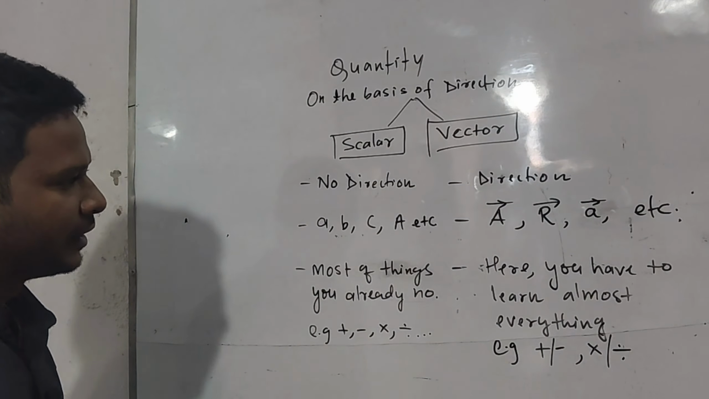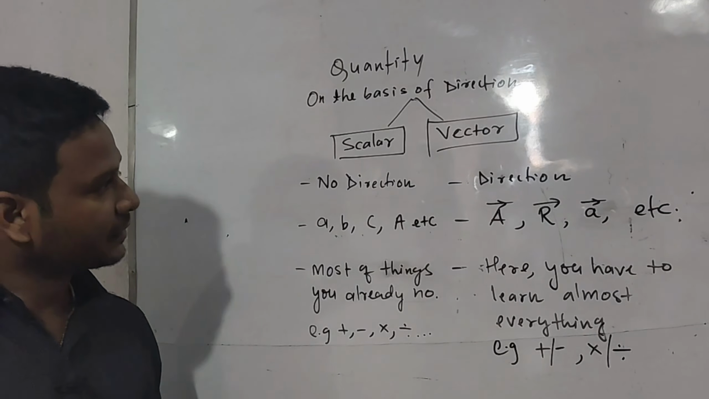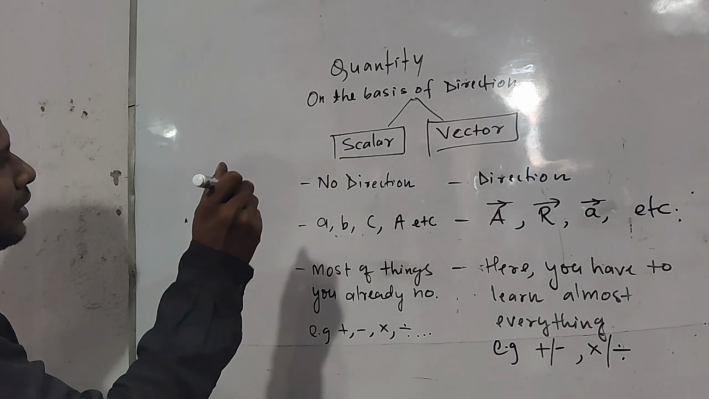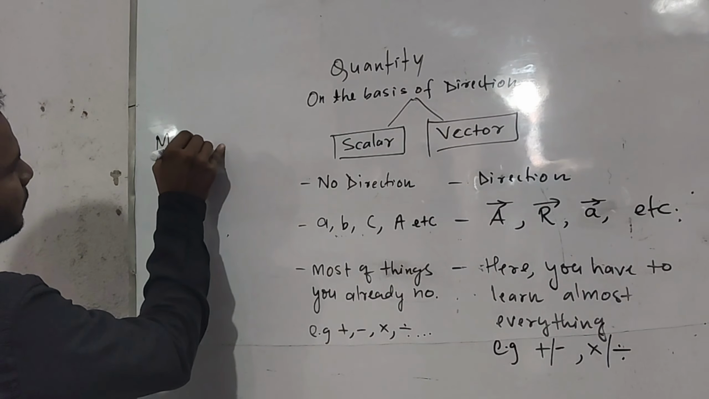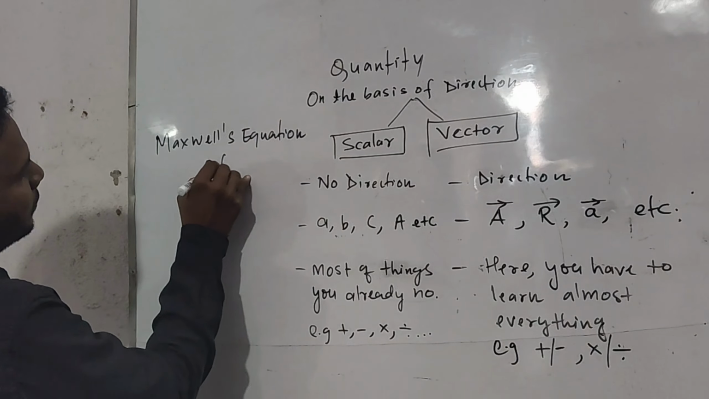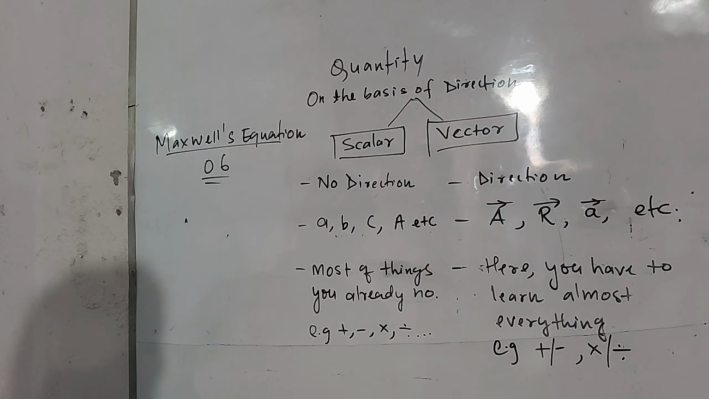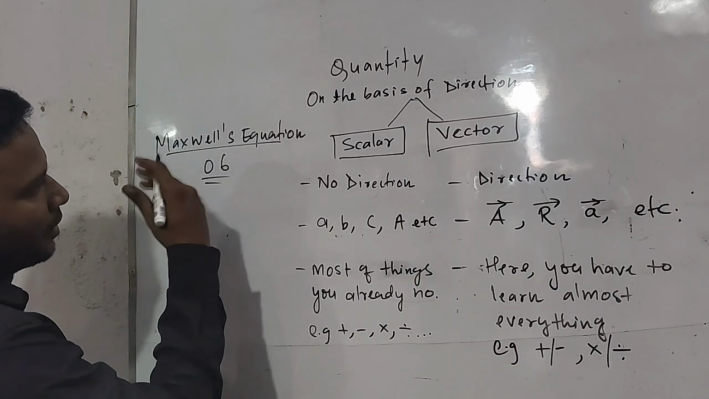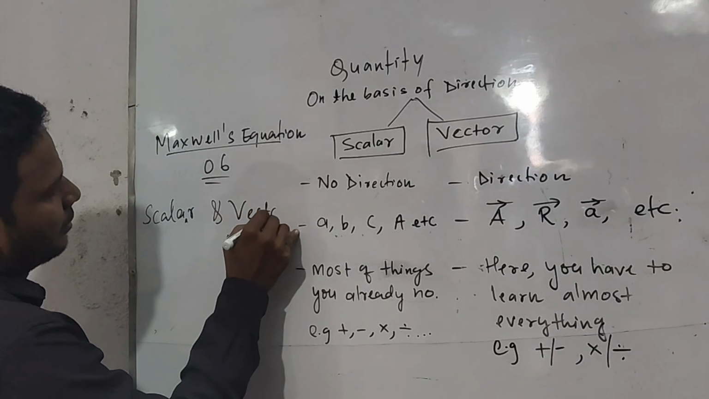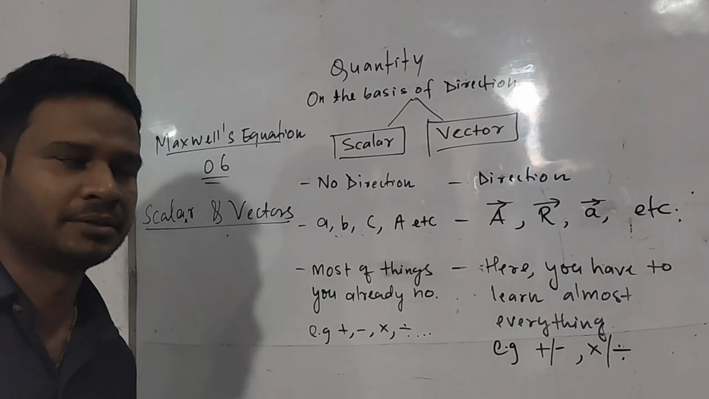So here I wrote everything I need to explain in the first part of this scalar and vector explanation. So this is our Maxwell equation 06, and what we are studying is scalars and vectors. Much about vectors, less about scalars.